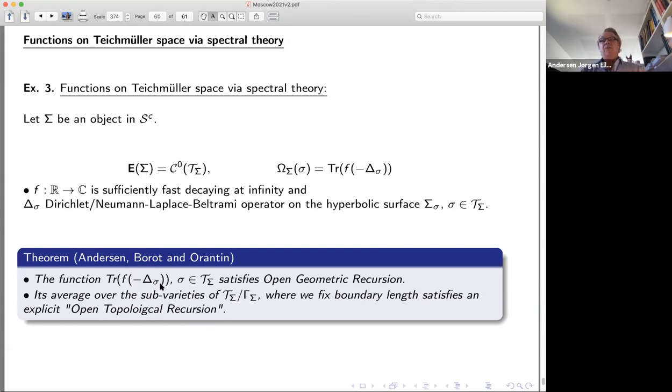And those integrals of guys like this are very important, for example, for understanding statistics of eigenvalues of the Laplacian on surfaces, so we can compute those by recursion, just in the boundary length. And also, when you look at various Polyakov string theory quantities, they are given by averages of such functions over the moduli spaces. And so they satisfy this kind of recursion too.